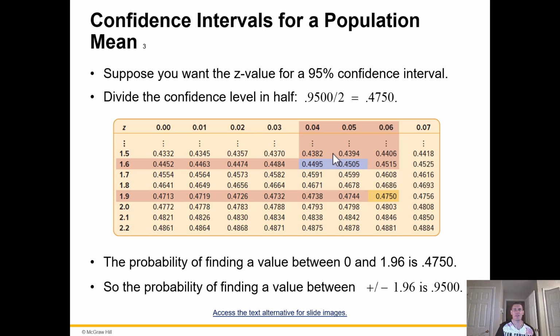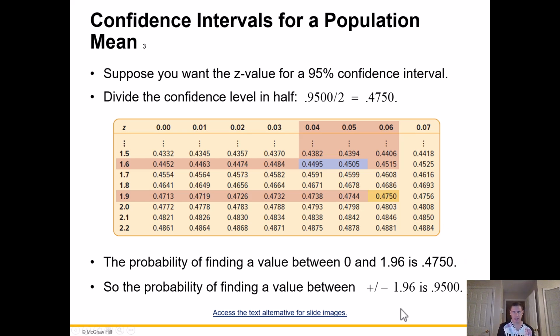Let's suppose you want the z-value for a 95% confidence interval. We just divide that in half. So 0.95 divided by 2 is 0.475, and you can see what I highlighted here. The probability of finding a value between 0 and 1.96 would be 0.475, about 47.5%. The probability of finding a value between plus or minus 1.96 would of course just be double that.